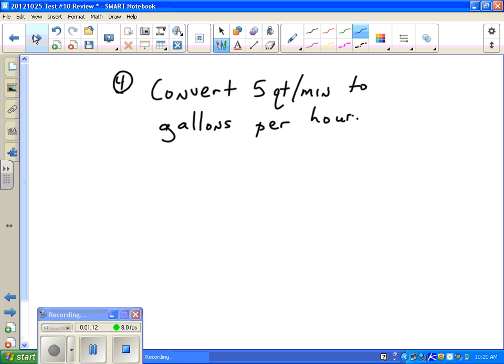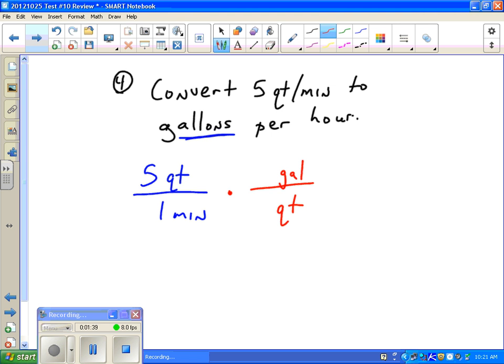Number 4, convert 5 quarts per minute to gallons per hour. So what we have to start is 5 quarts in 1 minute. We want to convert it to gallons per hour. So we'll do gallons first, since that one's listed first. Quarts are going to become gallons, so we need to multiply by quarts on the bottom and gallons on the top. It has to be the opposite. Since quarts is at the top of the first one, you want it at the bottom of the second fraction. Now, in 1 gallon, there are 4 quarts.